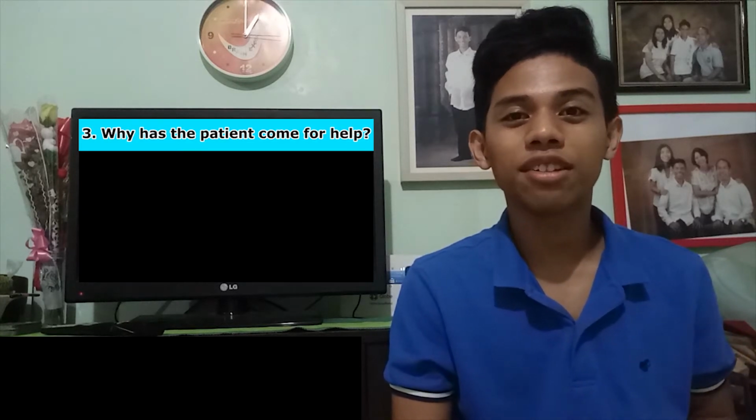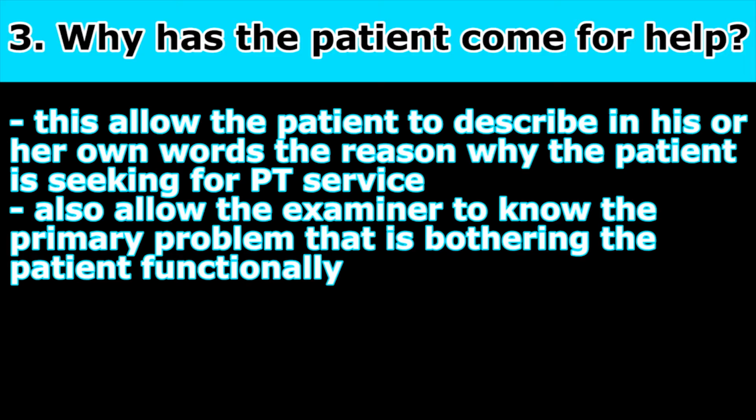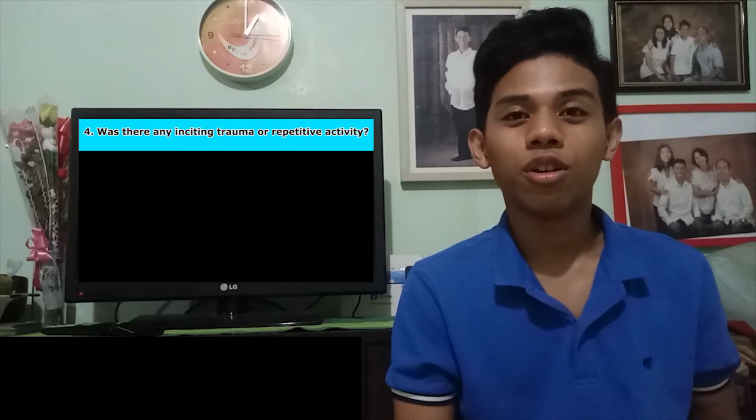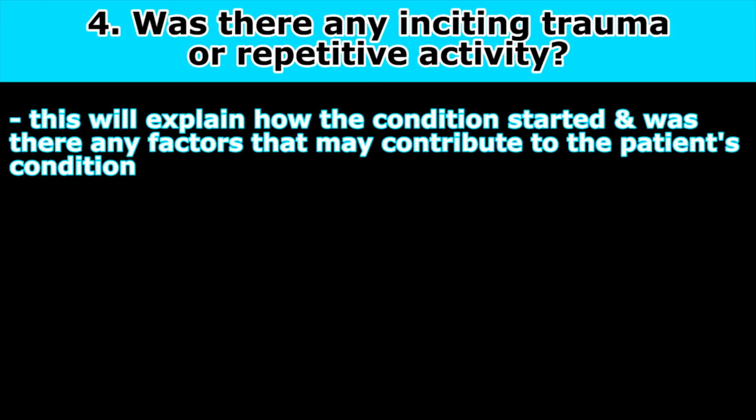Number 3, why has the patient come for help? This question will allow the patient to describe in his or her own words the reason why the patient is seeking PT service, and also what is the primary problem that is bothering the patient functionally. Number 4, was there any inciting trauma or repetitive activity? This question will explain how the condition started and whether there were any factors that may contribute to the condition.